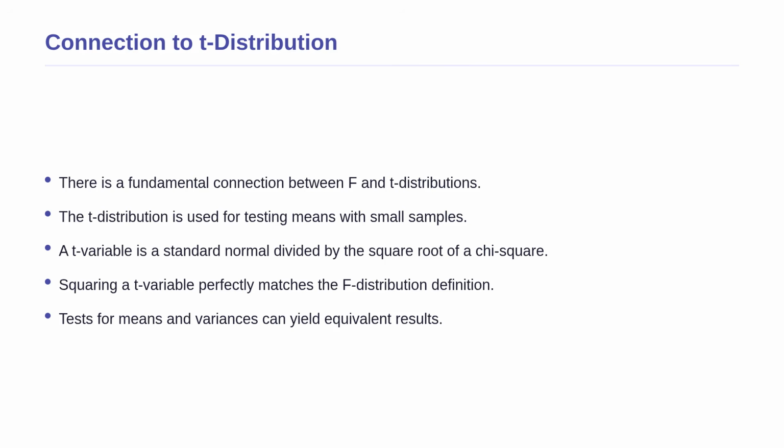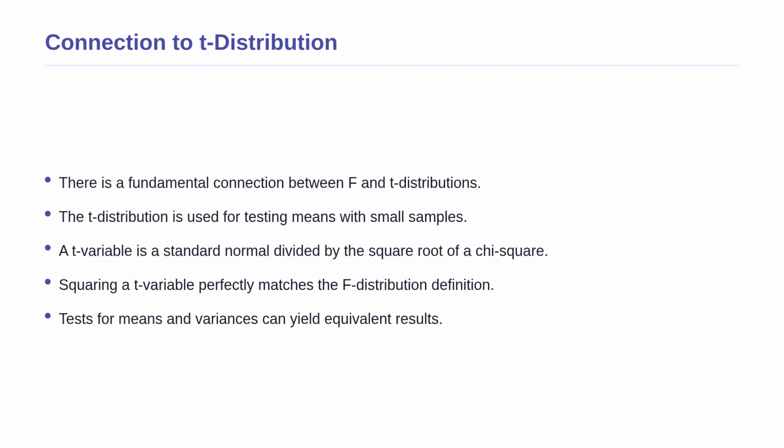Now that we have used this formula, let us explore a beautiful and deeply fundamental connection between the F distribution and another famous statistical tool, the student's T distribution. The T distribution is typically used for testing means when the sample size is small. It turns out that if you take a random variable that follows a T distribution and simply square it, the resulting value perfectly follows an F distribution.